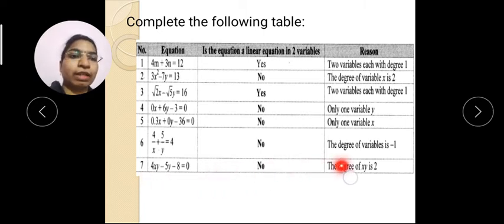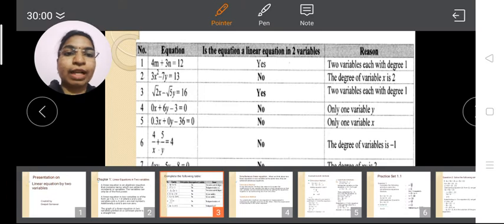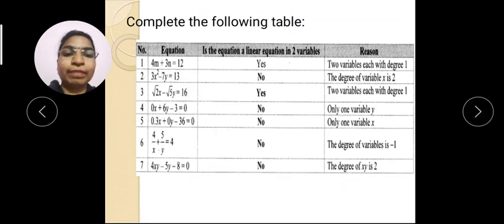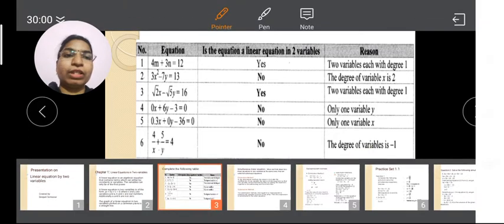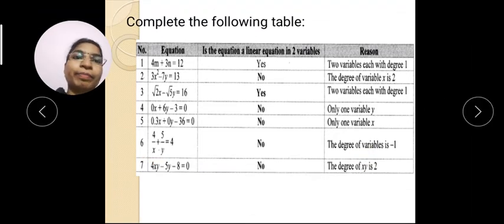Now look at the seventh equation. 4xy minus 5y minus 8 is equal to 0. So the degree of this xy term is 2. Why? All of you know that when calculating the degree of a term, if more than one variable is there, then we add the degrees of both variables. So the term 4xy has a degree 2 and therefore this is not a linear equation in two variables. So again you revise all these examples, definitely you will understand because I mention the reason also here.